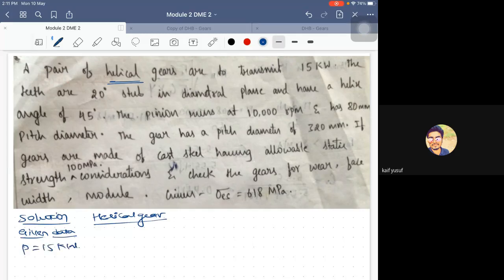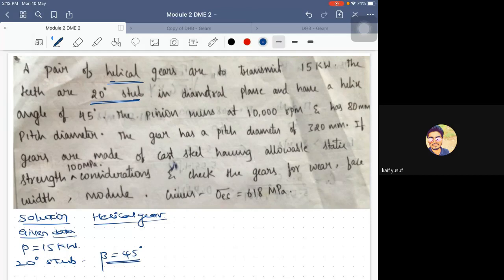The teeth are 20-degree stub. So just write 20-degree stub. It is not full depth, so it is 20-degree stub in the diametrical plane, and has a helix angle of how much? The helix angle is specified as 45 degrees. The pinion runs at 10,000 RPM. Look at the speed at which the helical gear can run.